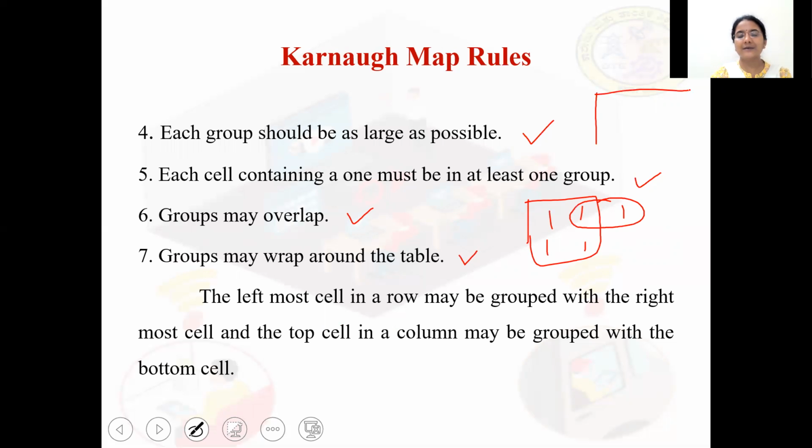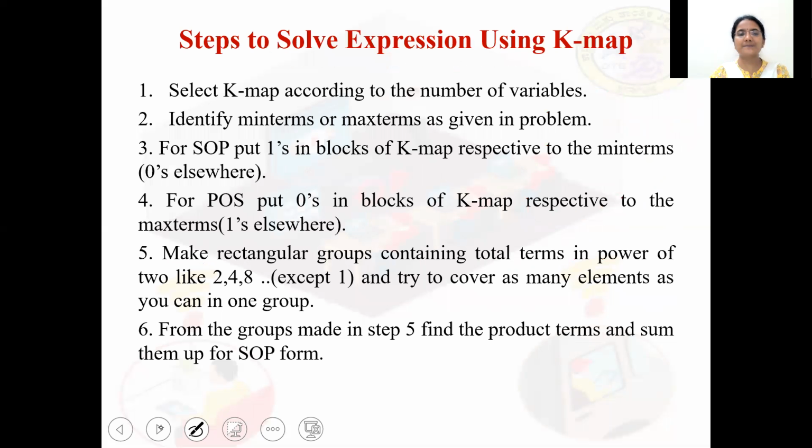Groups may wrap around the table. If you are having a 3 variable or 4 variable function, we can wrap the table, which means that the top and bottom cells, and the left and rightmost cells are adjacent. So if you fold the leftmost and rightmost cells, then both are logically adjacent. So we can group the topmost and bottommost cells and the leftmost and rightmost cells. This is very important while grouping. These are the 7 rules that we have to remember while grouping.